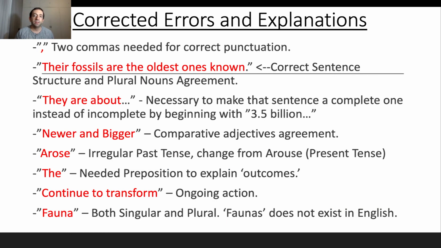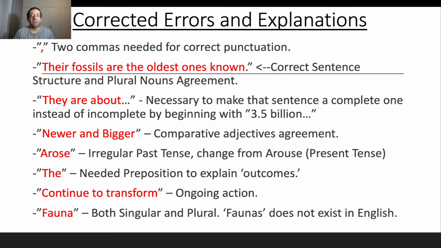Let's look at the corrected errors and explanations. I added two commas. Two commas are needed for correct punctuation, right? And now with "their fossils are the oldest ones known," we have correct sentence structure and plural noun agreement, right? Their fossils are the oldest ones known. And then we have "they are about." So I added "they are about." It's necessary to make that sentence a complete sentence because before it was incomplete, because beginning with "3.5 billion years ago," period, that's not a complete sentence. So I added "they are about 3.5 billion years old."